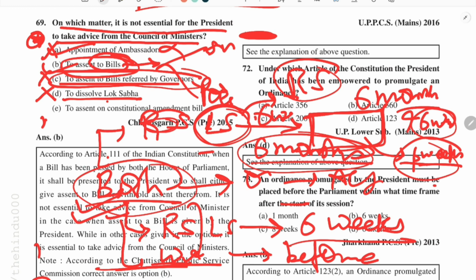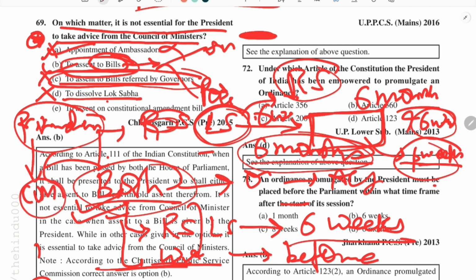And there is one more situation when the President also has the power to withdraw the ordinance. As we know, the President works on the advice of the Council of Ministers. So the Council of Ministers can advise the President to take back the ordinance. So that is also the case when the ordinance can be taken back.